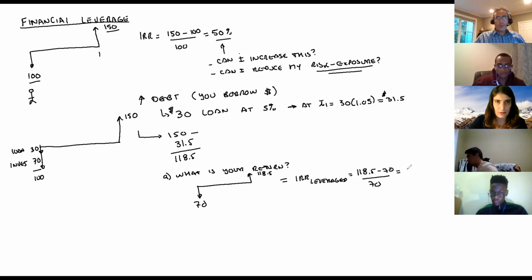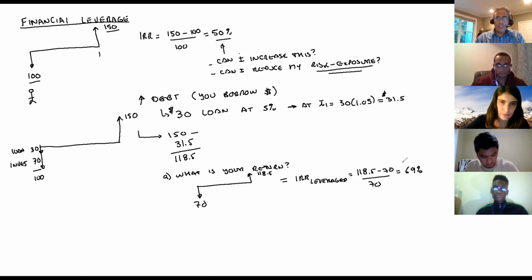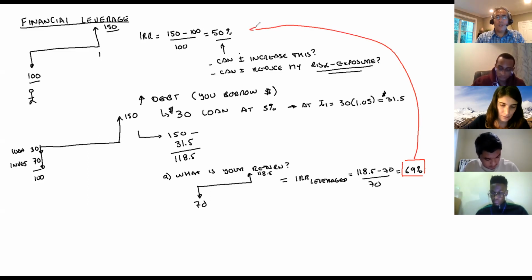$0.69. So 69%? Okay, perfect. So you compare this number here, guys. 69% versus 50. Can you increase this 50%? Yes. How? Financial leveraging. Do you see that?